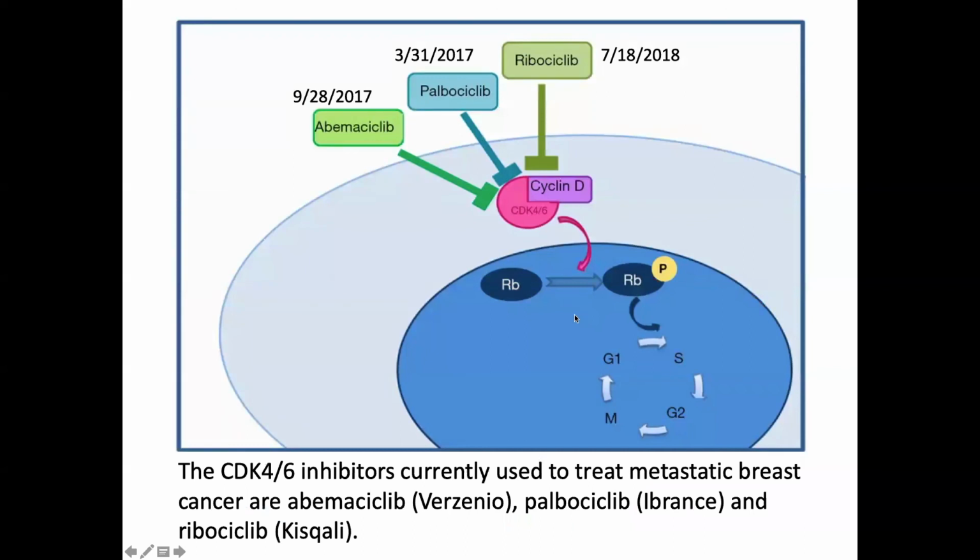And this finding led to the development of several CDK4 and CDK6 inhibitors. Structurally, these 2 kinases are very similar, so the inhibitors can inhibit both CDKs. The drugs abemaciclib and palbociclib were approved for clinical use by the FDA in 2017, and ribociclib was approved 1 year later. They all are now used for treating metastatic breast cancers.